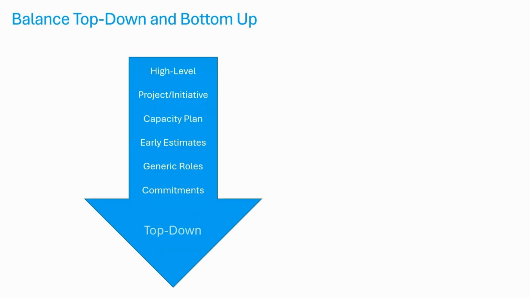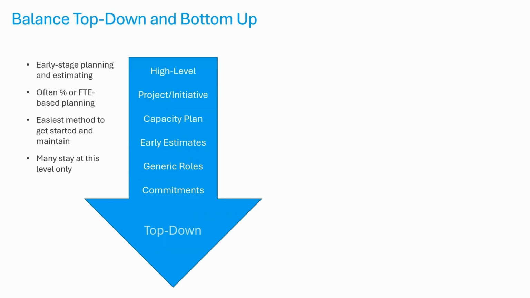And then there's the concept of top-down and bottom-up. From a top-down perspective, it's more high level. It's more by project and initiative, not down to detailed tasks. It's really considered a higher level capacity plan, and oftentimes people use this at least at their early estimate stage in that rolling wave planning process we talked about. They may use generic roles or teams, and they're making some commitments of what they think they're going to need or what we're going to allocate to a particular project. A lot of times this is done in early stage planning.